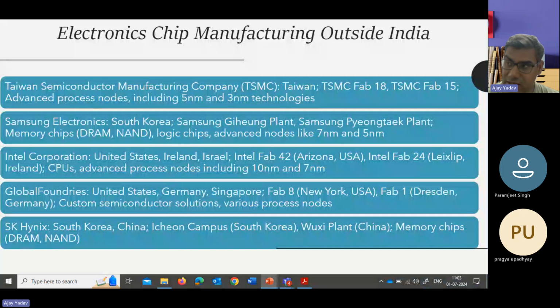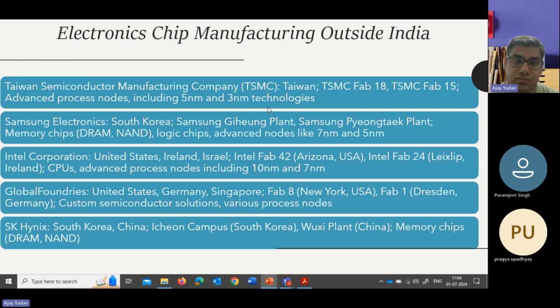Now, first of all, I will give you a glimpse of where the different chip manufacturing plants are outside India. It can be in Europe, it can be in Asia, it can be in the USA. The first chip manufacturing plant, which is very famous and supplies almost 60% of the world's important chips, is Taiwan Semiconductor Manufacturing Company.